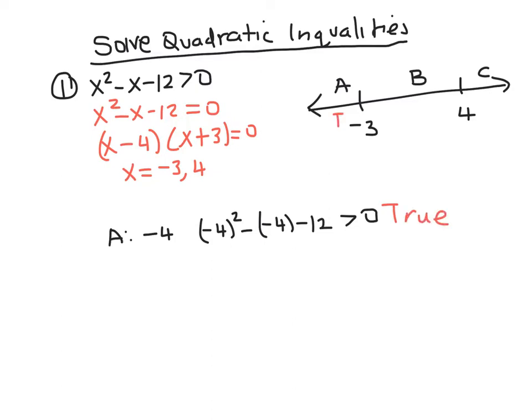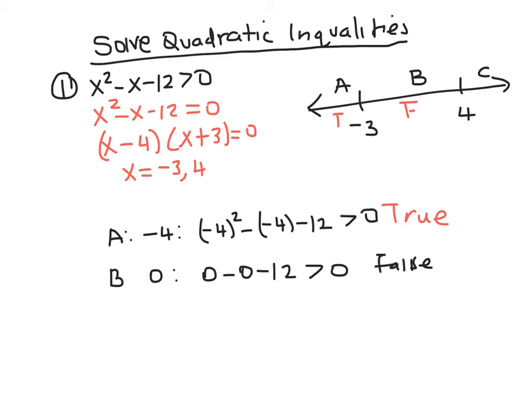Then let's pick another number in between. A convenient one in region B is 0. So I plug in 0. So 0 minus 0, minus 12, which is negative 12. Is that greater than 0? That is false. So I'm going to write that as false. So the answer cannot be there.